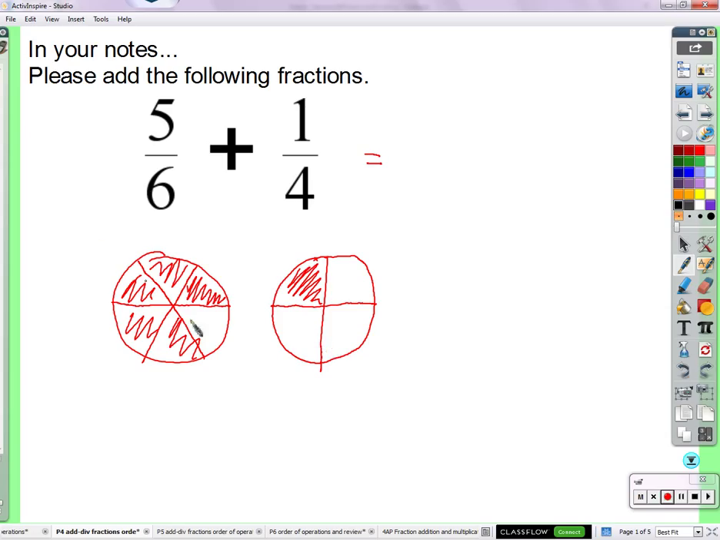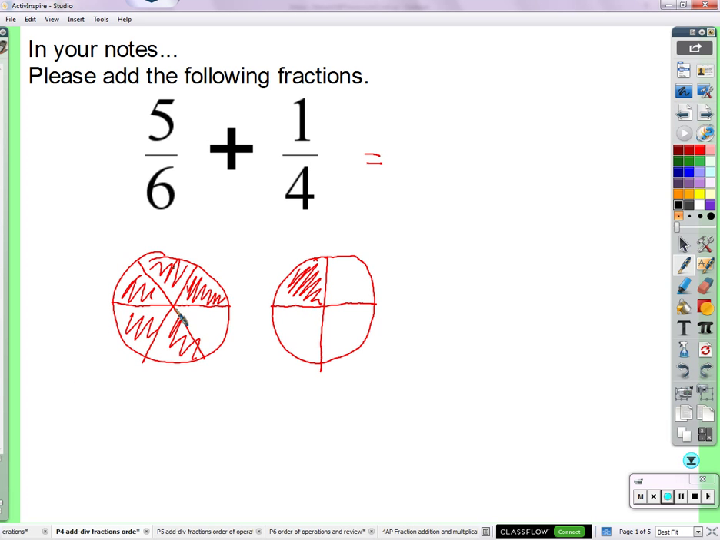I can cut each of these pieces into how many, and each of these pieces into how many, and wind up with the same pieces in both pies. What's that? 12. We could get both pies to be cut evenly into 12 pieces. Because in math words, 6 is a factor of 12, and 4 is a factor of 12. 6 can be multiplied by 2 to get 12, 4 can be multiplied by 3 to get 12.